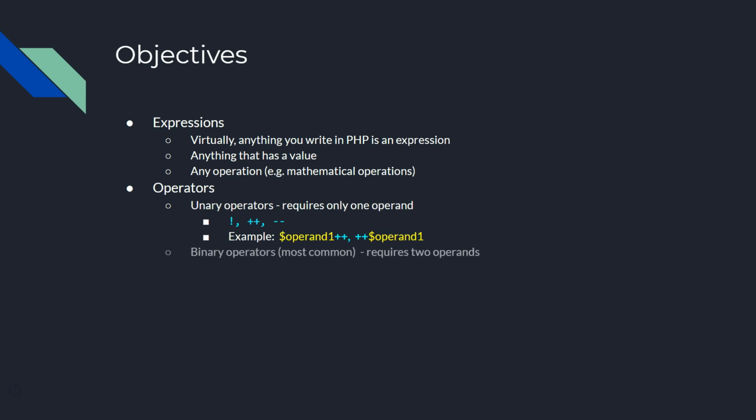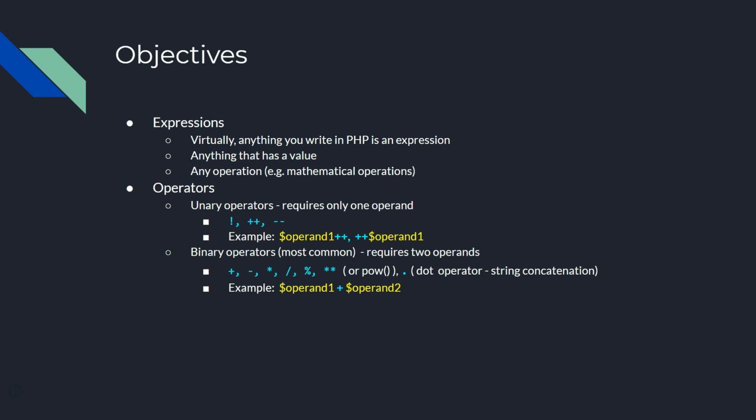So the next one is the binary operators. These are the most common ones, and they require two operands. These are basically your math operators: the plus, minus, multiplication, division, the modulus, and the power. And then lastly, over there on the right, you have the dot operator. This is also known as the string concatenation operator. We join two strings together. So you require two operands. An example would be operand 1 plus operand 2.